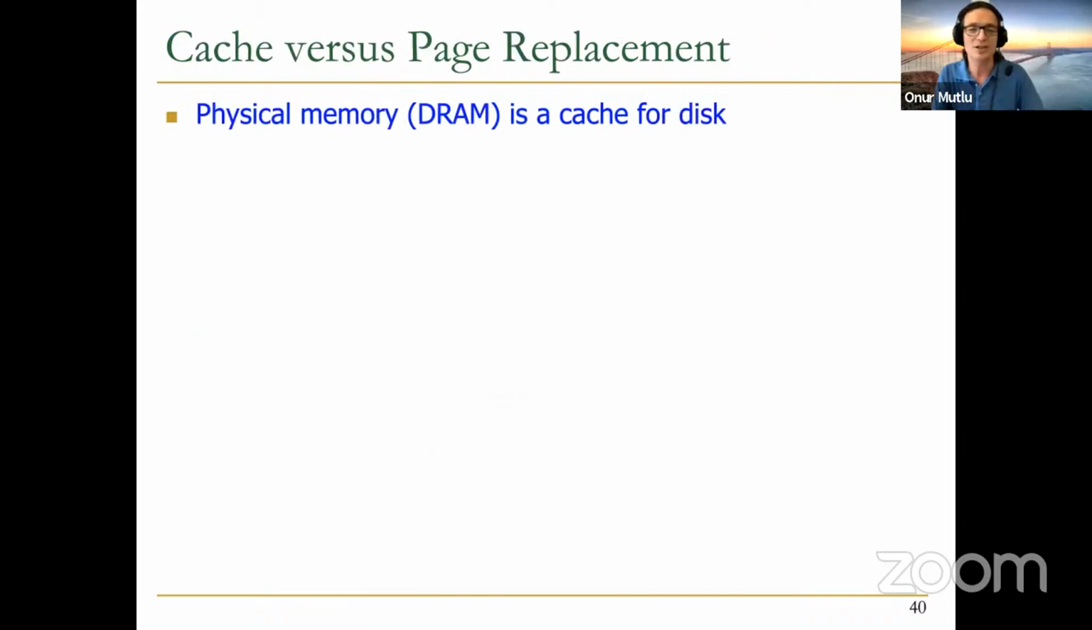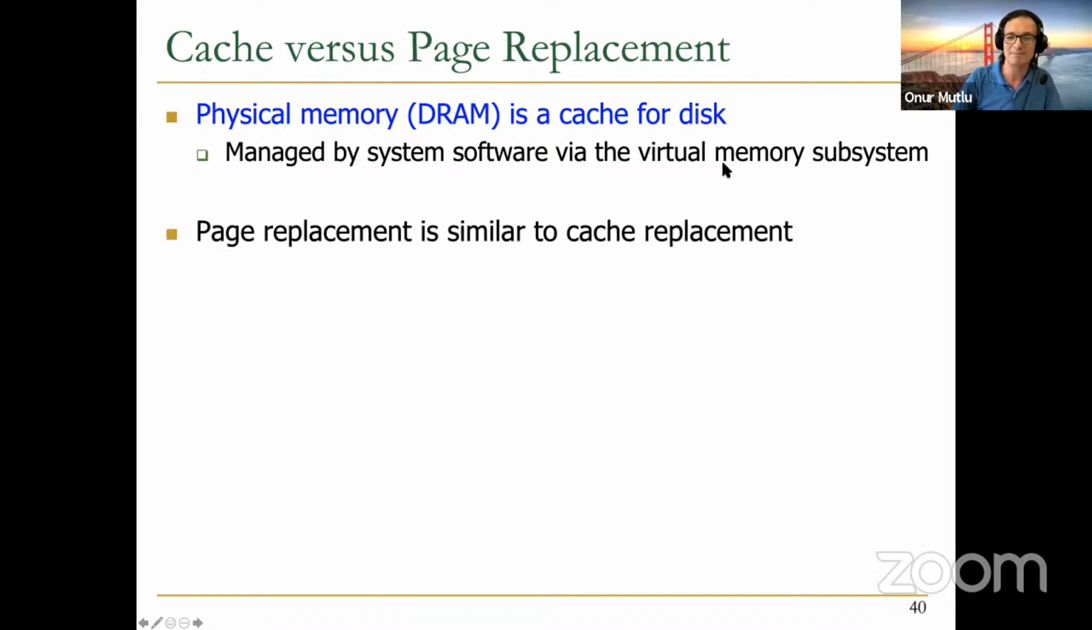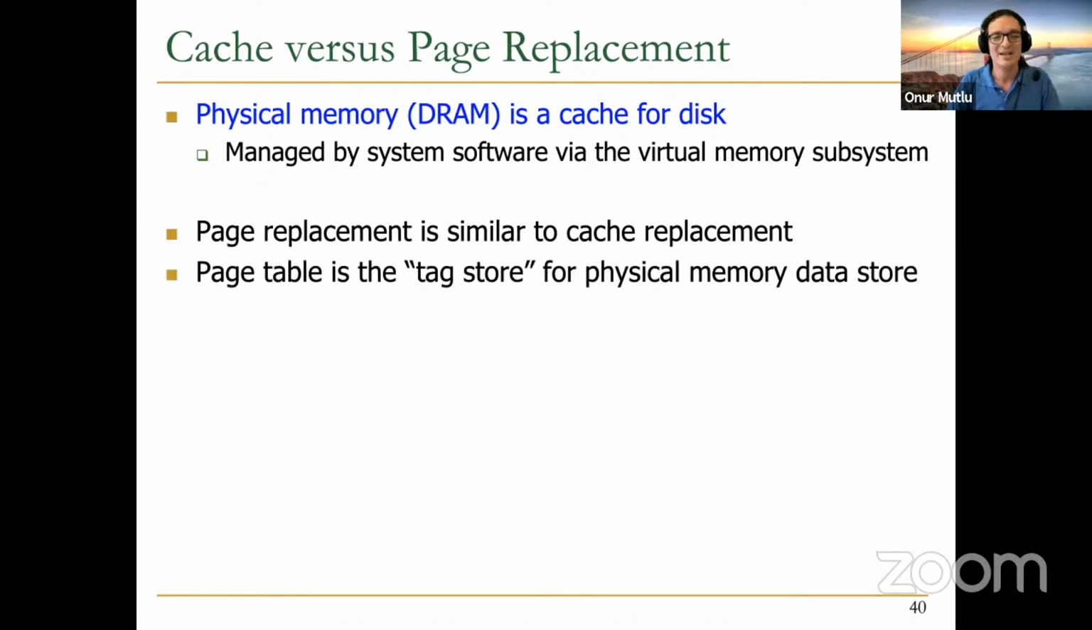Okay, so a cache versus page replacement. Physical memory is a cache for disk, as we discussed. It's managed by the system software via the virtual memory subsystem. Page replacement, as a result, is similar to cache replacement. You can actually imagine implementing clock type algorithms in a set associative cache also, and it works not so badly. Page table is the tag store for physical memory data store, as we discussed.